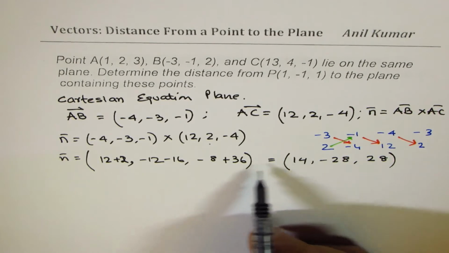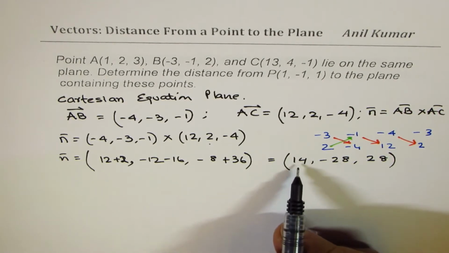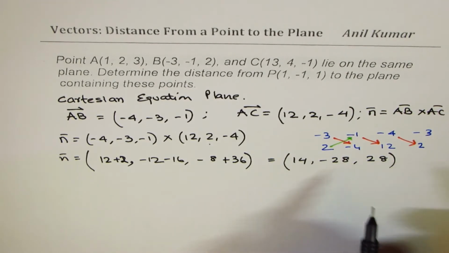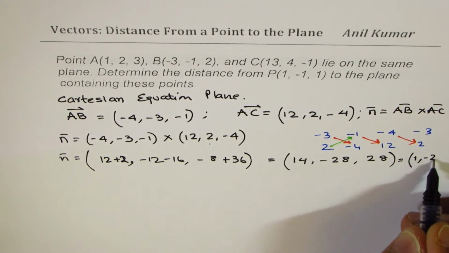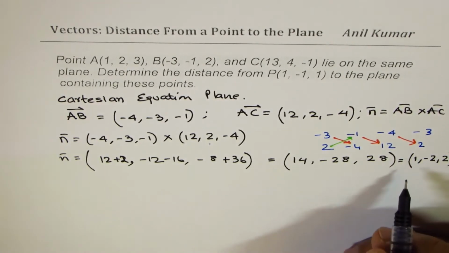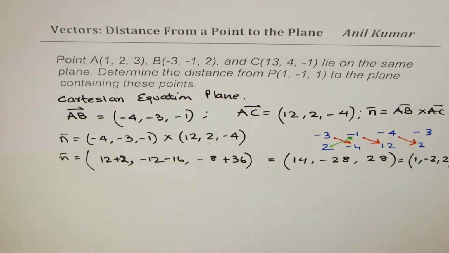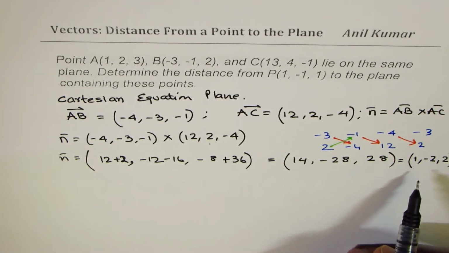Well, when taking normal components, we can actually take 14 common. So the direction could actually be written as (1, -2, 2). So that becomes the normal vector for the given situation.